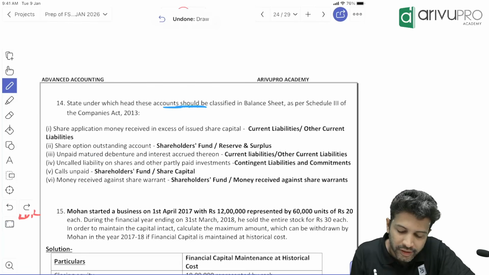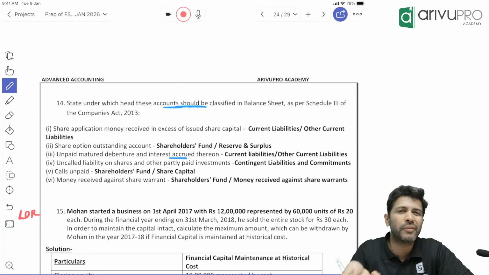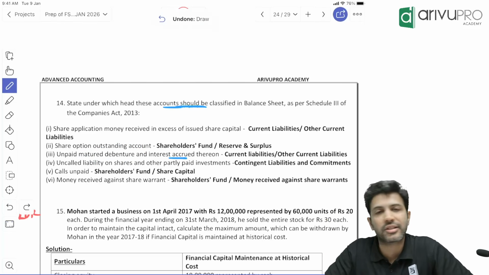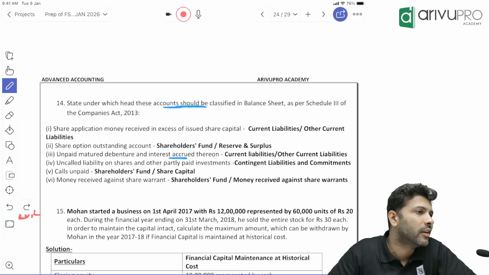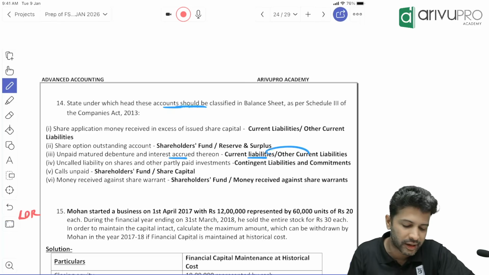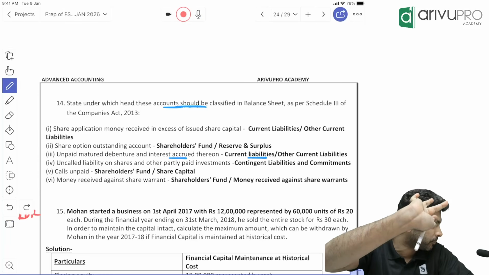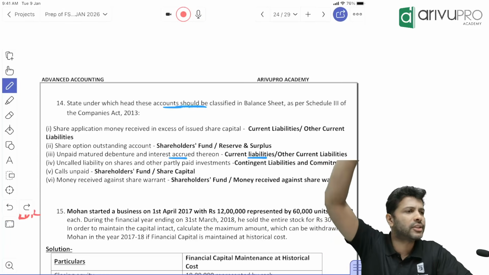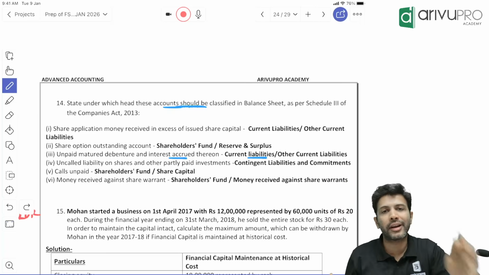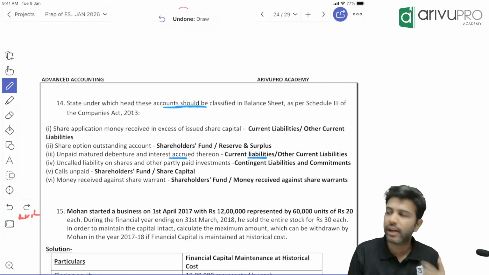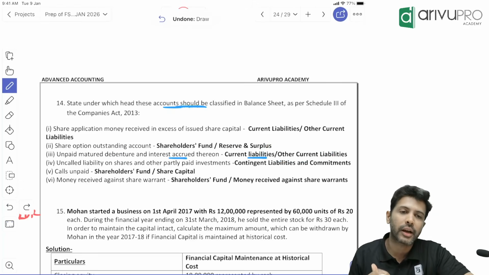Unpaid matured debentures and interest accrued. If it is unpaid, obviously it's a liability. And has it already matured? If the due date of the debenture has come, can you delay the payment or must you make it immediately? This will be a non-current liability or a current liability? This has to be shown under current liability, under other current liability, because the debentures have matured, so you have to pay immediately now. If it is not matured, then you can show it under long-term borrowings, provided the settlement is beyond 12 months from the balance sheet date. Here it's already matured, so you can't delay it. Hence it comes under current liability, specifically under other current liability.